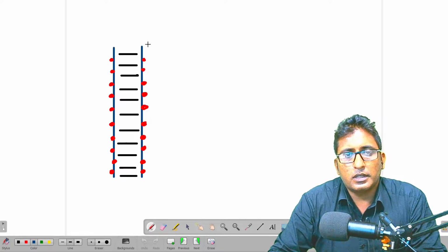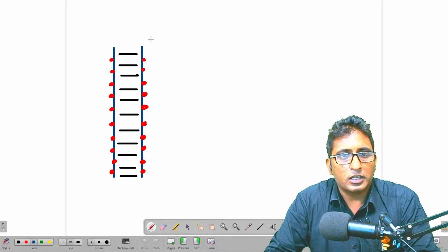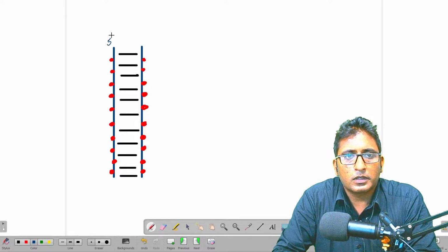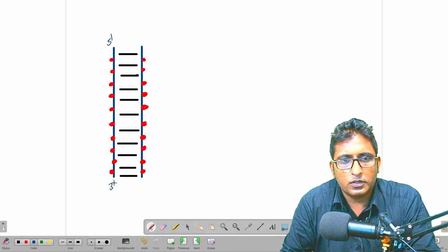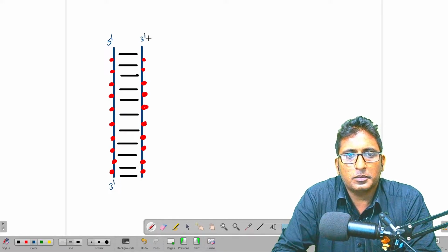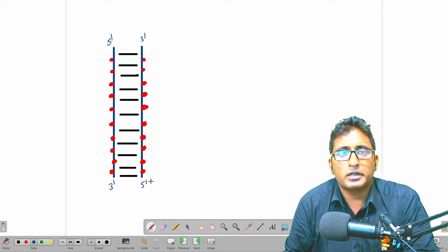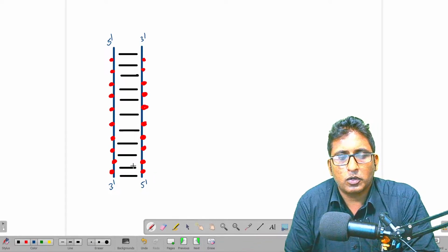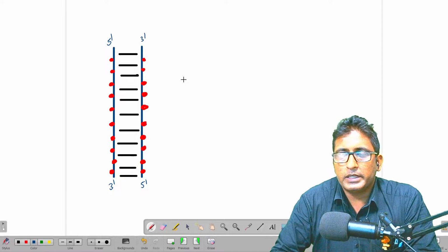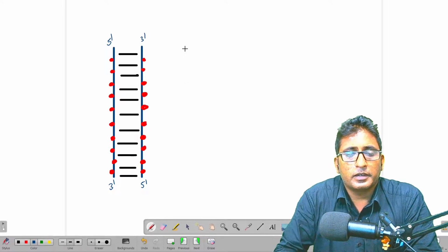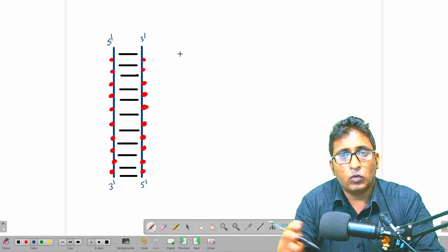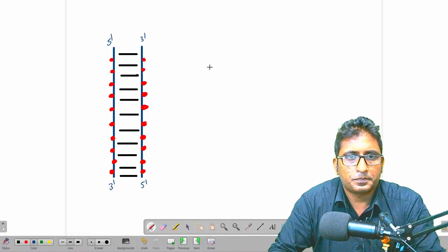Here is the depiction of a double-stranded DNA molecule. The blue lines indicate the phosphate backbone. Assume that they are anti-parallel because they are complementary double-stranded DNA. And the black ones indicate the hydrogen bonds. It will be easier for us to understand what keeps these two strands together and what is opposing that.